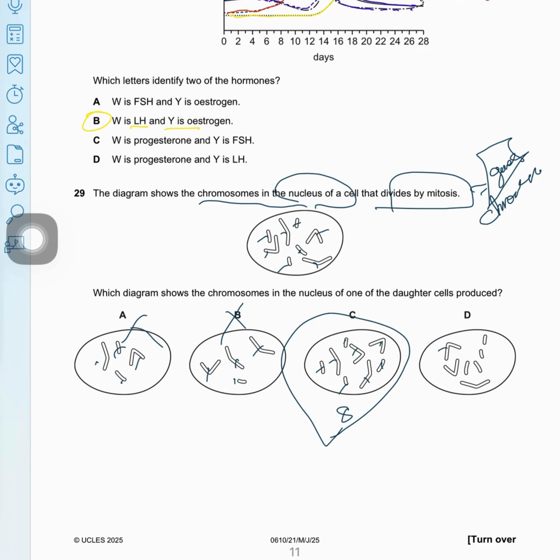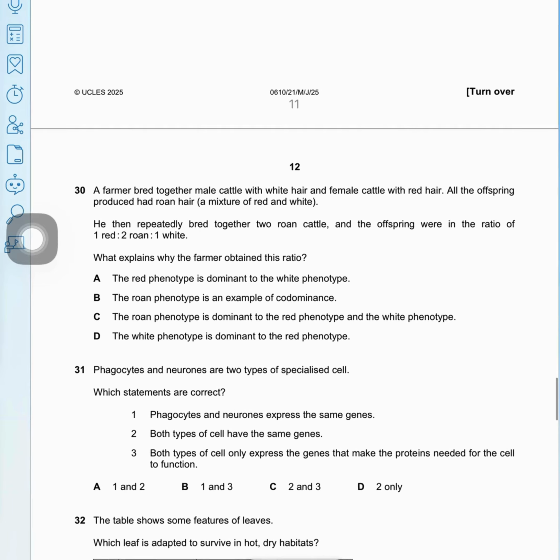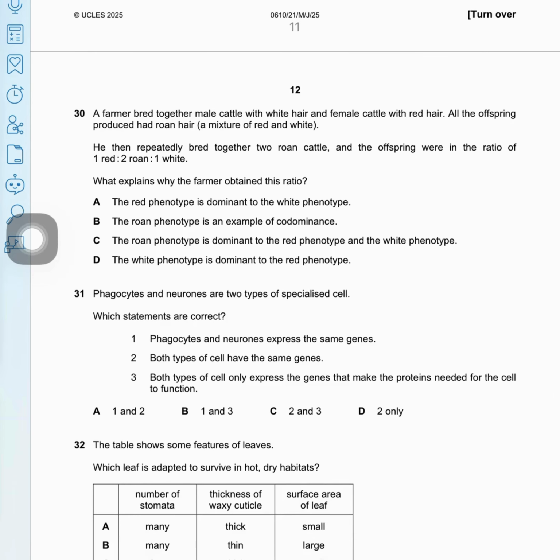Why not D? 1, 2, 3, 4, 5, 6, 7. So these are 7, so it's wrong. So 29 is C. 30. A farmer bred together male cattle with white hair and female cattle with red hair. So white is crossed with red. All offspring had a roan hair.